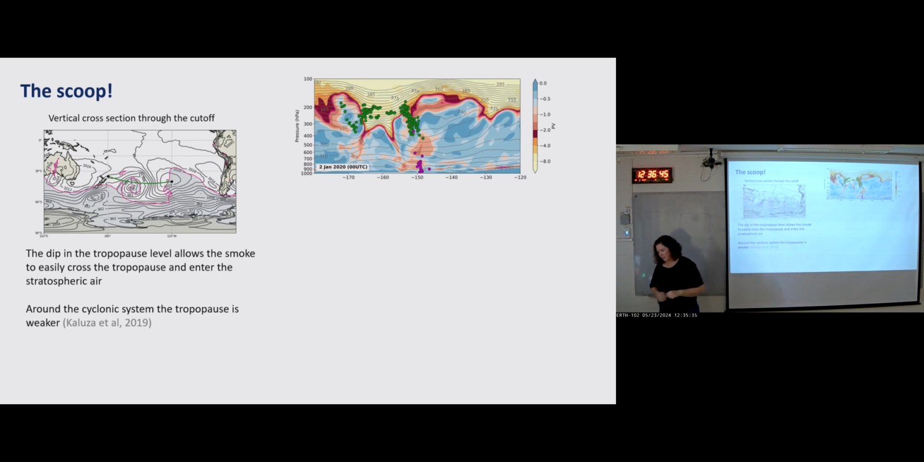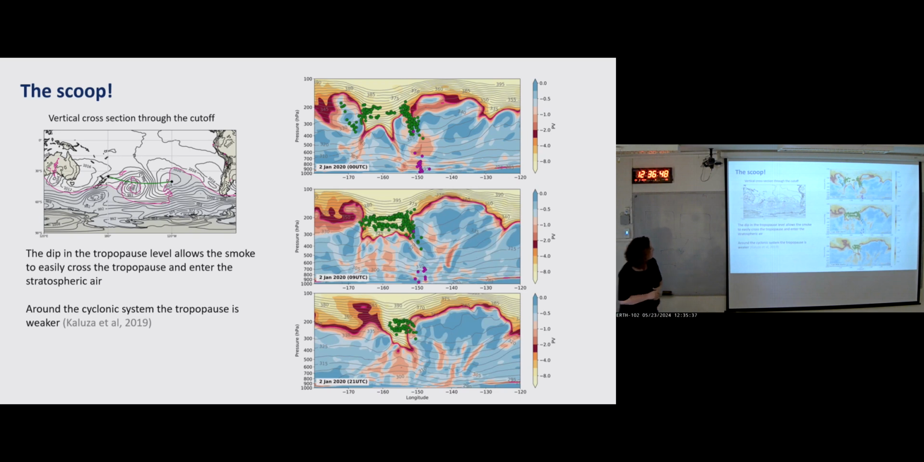around this low-pressure system. But if we move a little bit further, still on January 2nd, at 0 UTC, 9 UTC and 21 UTC, we can see that after they circulate in this motion, they aggregate inside the PV cutoff, inside this dip that we have in the tropopause height. After that, they accumulate even more and ascend towards the top. We call it a scoop, but basically, because of the circulation, the smoke is scooped into this dip.